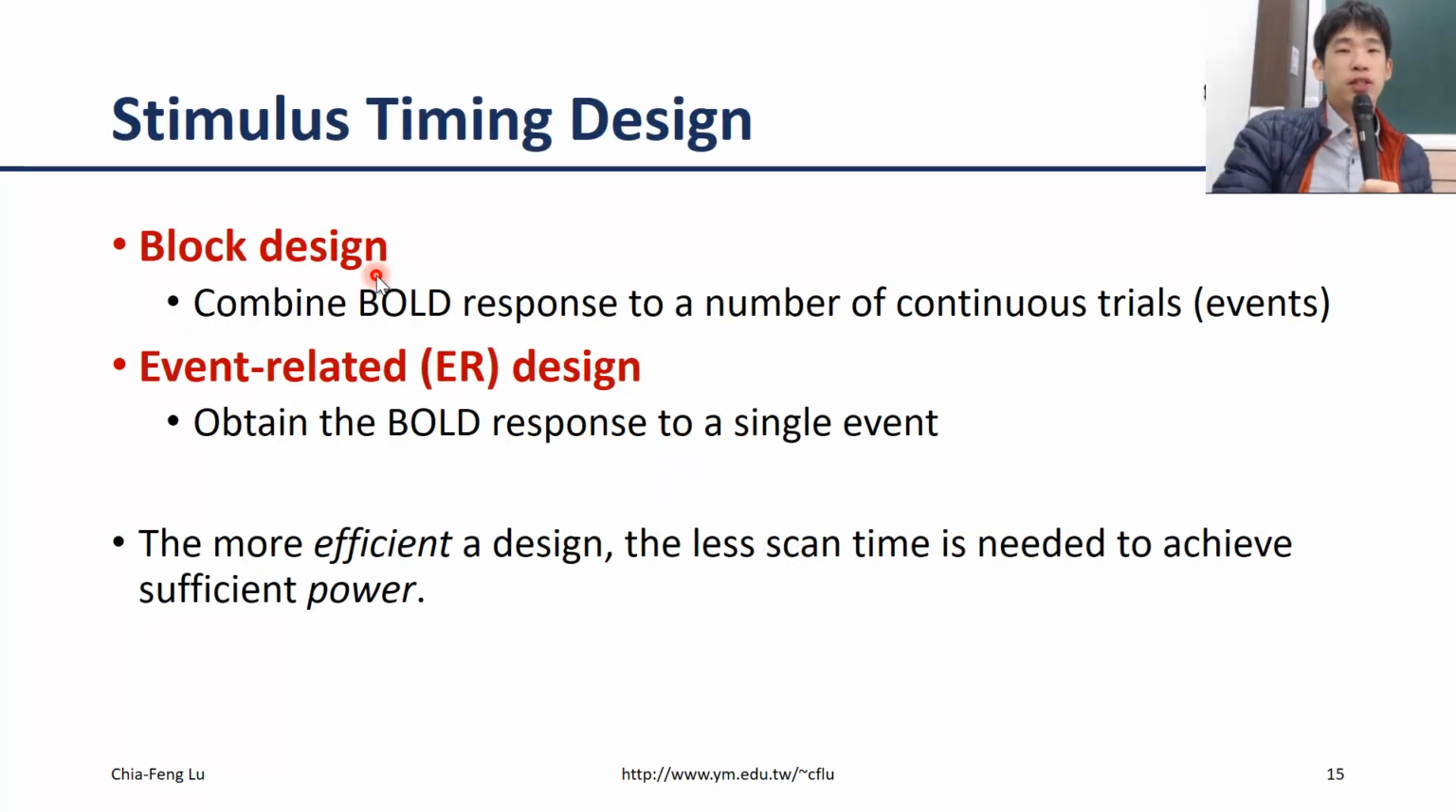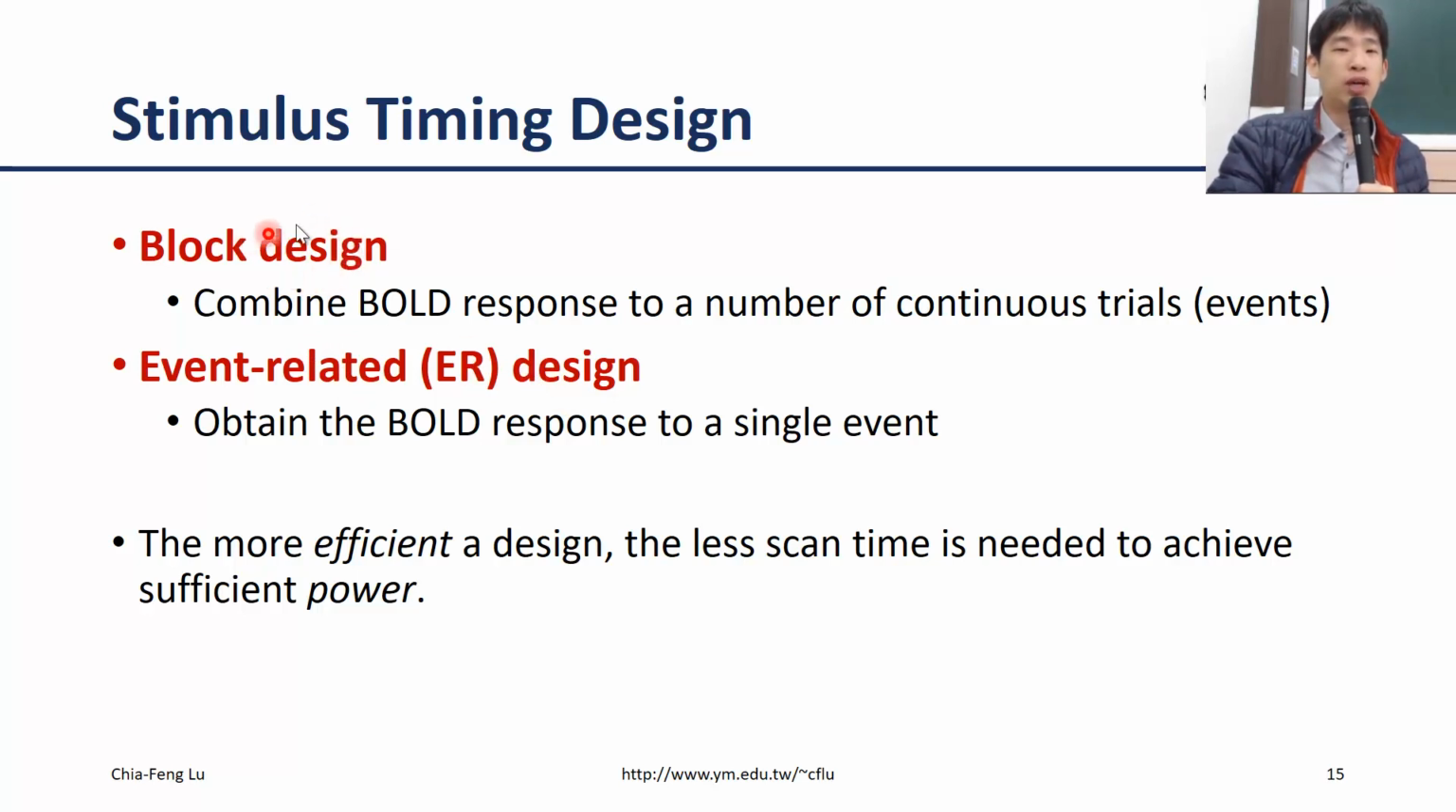Okay. Regarding the stimulus timing design, there are two main designs that you should learn. The first one is the so-called block design. This is a very famous one. I think over 80% of fMRI studies use this kind of design, block design. And another one is the so-called event-related design. This is a famous design, not for fMRI, but for EEG or MEG. When you really want to investigate a single event, then you will use the event-related design, ER. Okay.